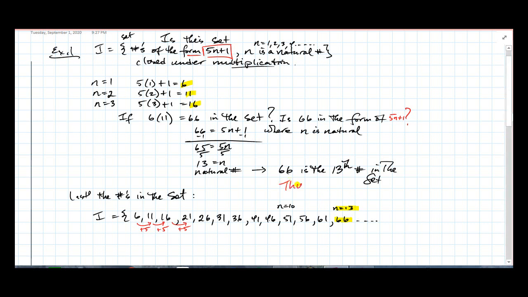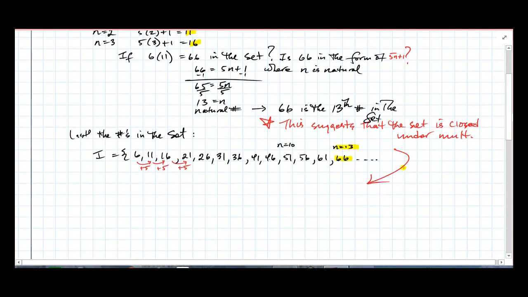Now, if the number's in the set, then this suggests right here that the set is closed. So this is not a proof. This suggests that the set is closed under the operation of multiplication. Okay, now this is not a proof, so we have to prove it.